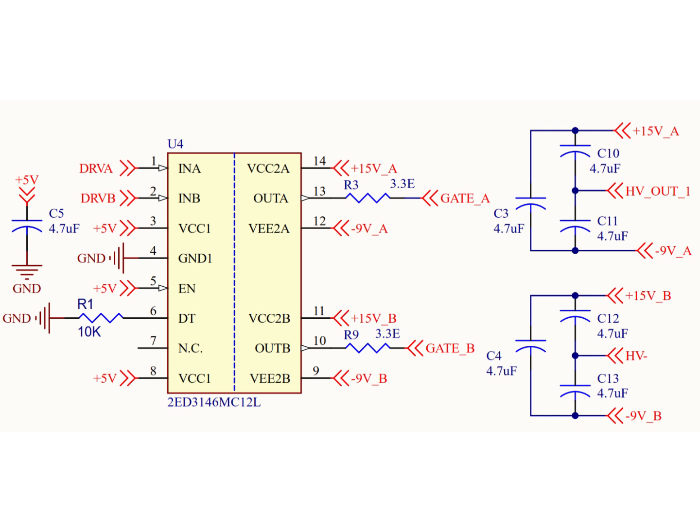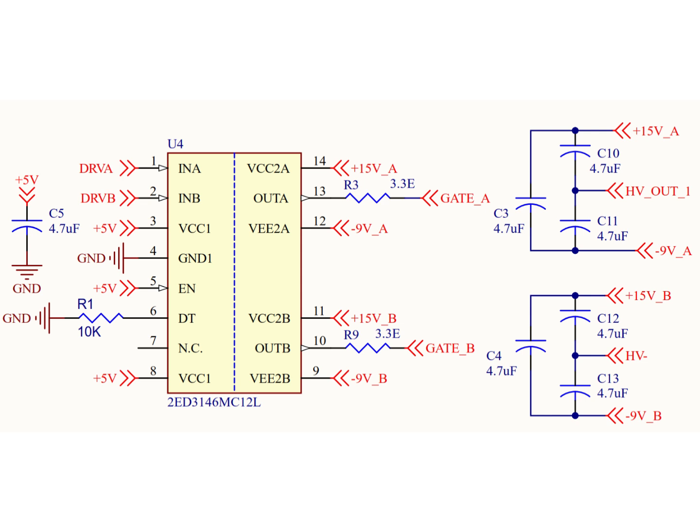The GND1 pin forms the logic ground reference, and a local decoupling capacitor C5 is placed close to the IC to ensure a clean and stable supply for the logic section. The enable pin, EN, is tied to the 5-volt supply, which keeps the gate driver active. The dead time control pin, DT, is connected through resistor R1, allowing controlled dead time insertion to prevent shoot-through in the half bridge.